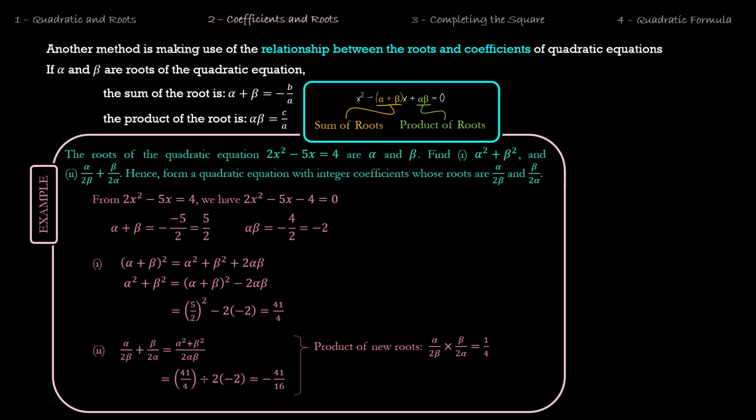As we have found the sum of the new roots, we can now focus on the product instead. By multiplying it, we will get a quarter. As such, the new equation would be x squared minus negative 41 over 16 times x plus a quarter equals to 0. Since we are required to present the equation with integer coefficients, our answer would thus be 16x squared plus 41x plus 4 equals to 0.